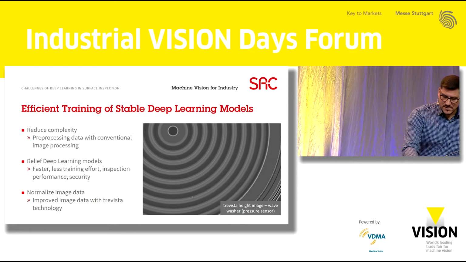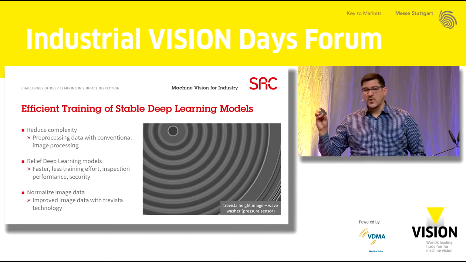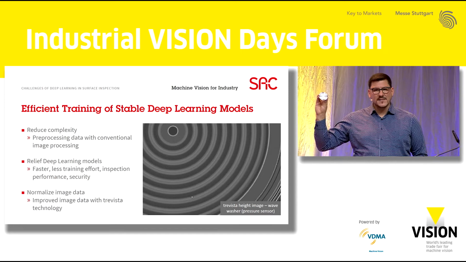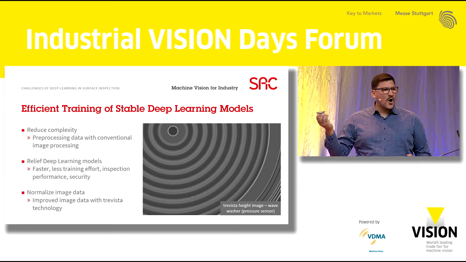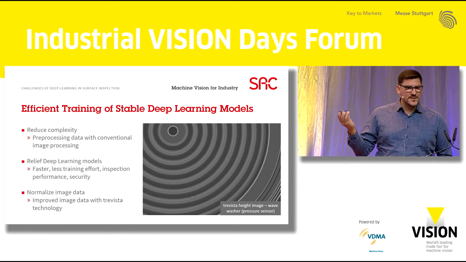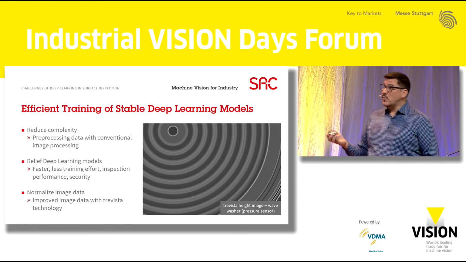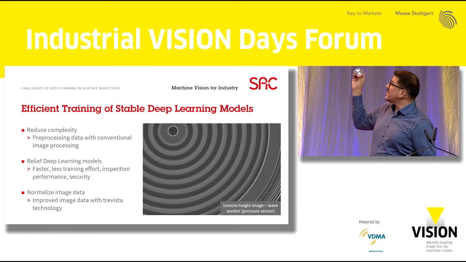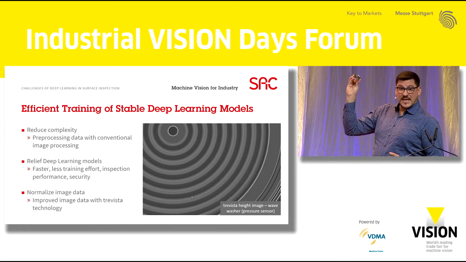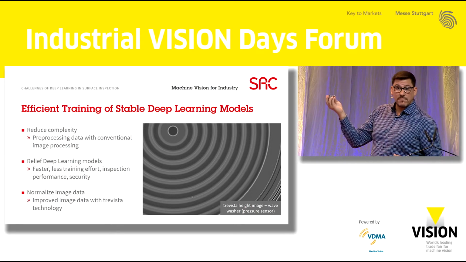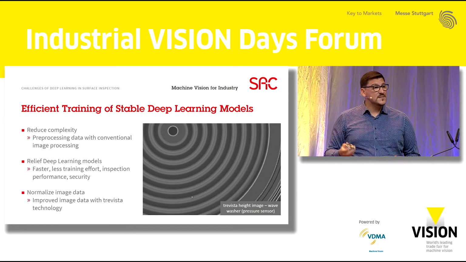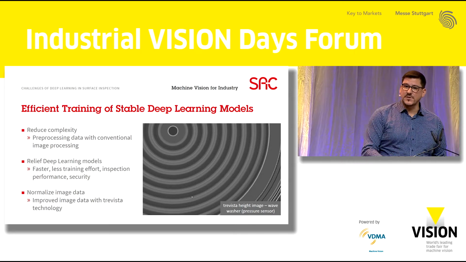So I brought a part. It's a pressure sensor, highly reflective, and normally it's horrible for every application engineer to detect any defects. And with Tristor normalized data, which you see here on the slide, you see the smallest defects even of this horrible part. So this is what we need to train the models. We need optimum and best image data, input data.